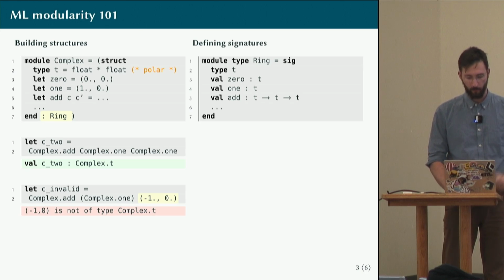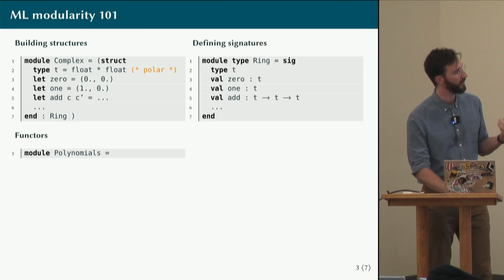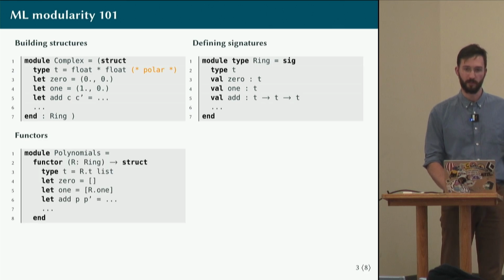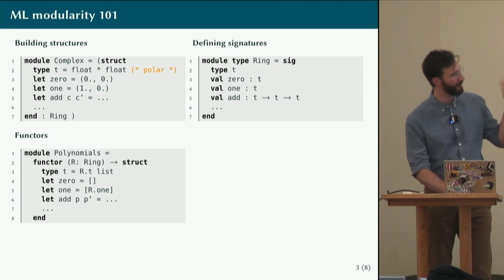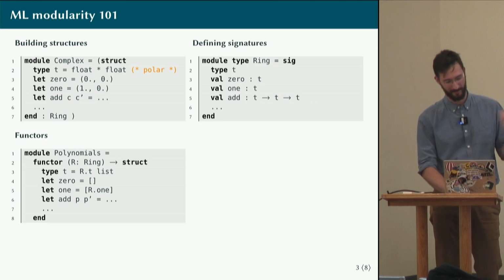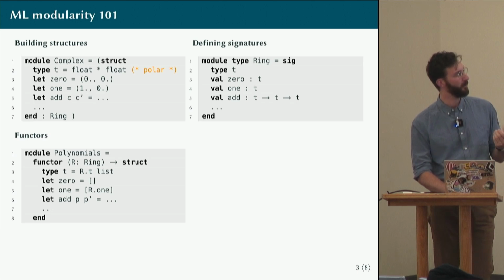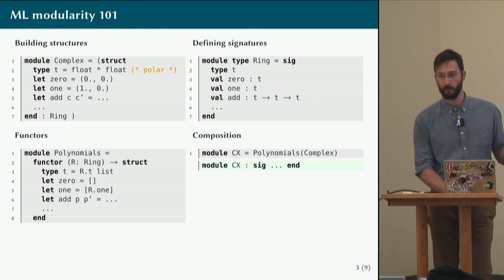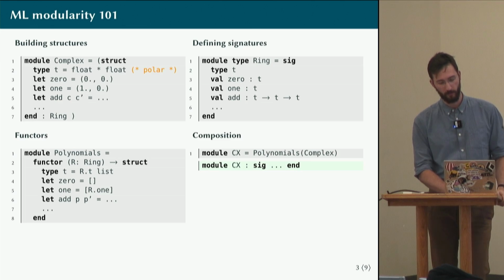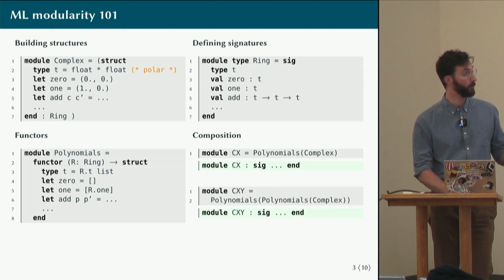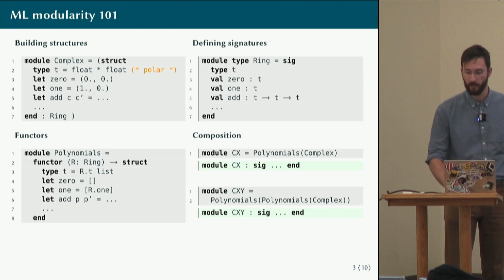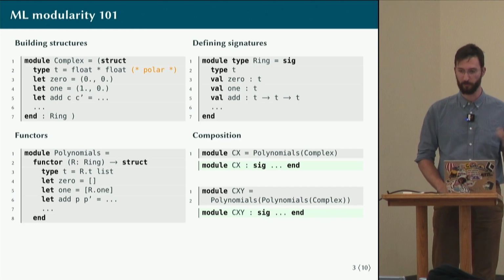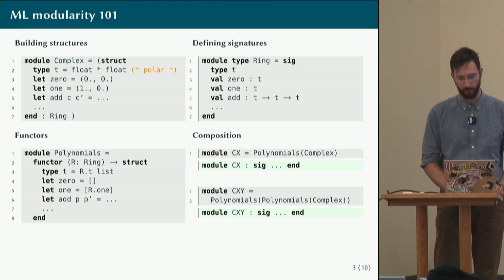We can also use interfaces to enforce polymorphism, and we do so by defining what we call functors, which are not the category theory thing. And a functor is a module that takes as input another module. Here it's a polynomial implementation over any ring. And as you would expect, we can call the functor on the complex module. But we can also realize that the polynomials themselves form a ring, and we can get the sets of polynomials with two parameters by just calling the functor again.